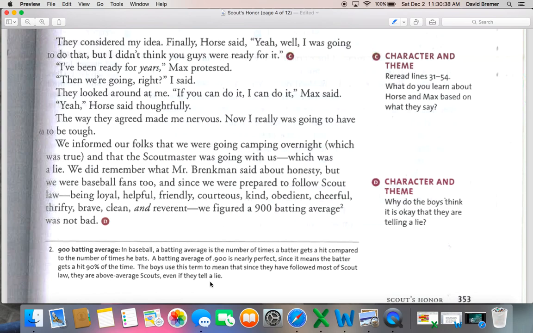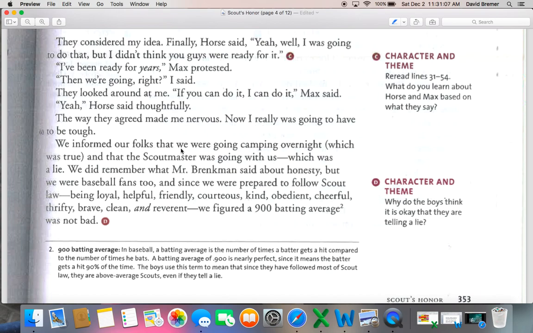They considered my idea. Finally, Horse said, "Yeah, well, I was going to do that, but I didn't think you guys was ready for it yet." "I've been ready for years," Max protested. "Then we're going, right?" I said. They looked around at me. "If you can do it, I can do it," Max said. "Yeah," Horse said thoughtfully. The way they agreed made me nervous. Now I really was going to have to be tough.